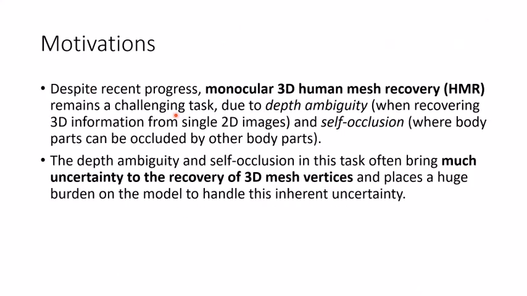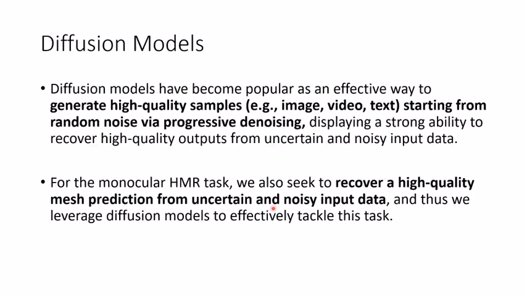In our paper, we focus on the task of monocular 3D human mesh recovery, abbreviated as HMR. Despite recent progress, monocular HMR remains a challenging task due to depth ambiguity when recovering 3D information from single 2D images, and self-occlusion where body parts can be occluded by other body parts. The depth ambiguity and self-occlusion in this task often bring much uncertainty to the recovery of 3D mesh vertices and place a huge burden on the model to handle this inherent uncertainty.